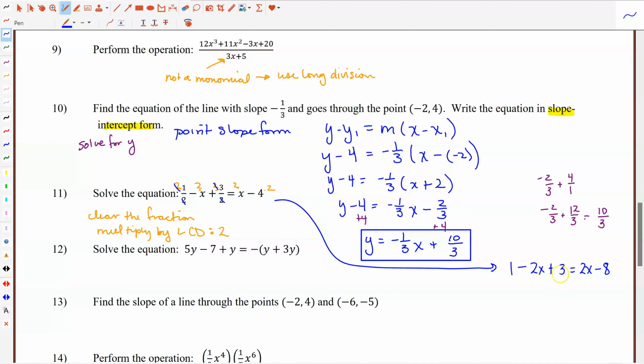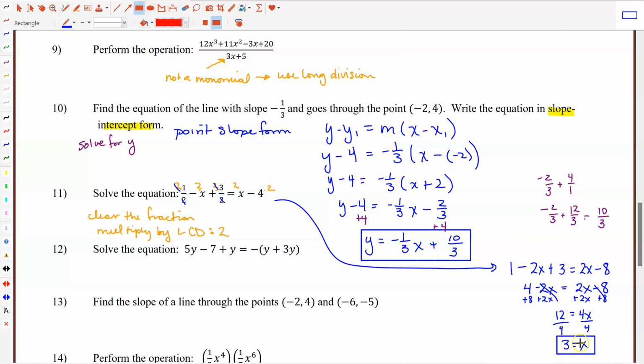Over here on the left-hand side I have some like terms to put together, so I'm going to get 4 minus 2x is equal to 2x minus 8. We'll go ahead and add 2x to both sides to get our x terms together, and I'll add 8 to both sides to get the constants together. So then we'll get 12 is equal to 4x, and dividing both sides by 4, we get 3 is equal to x. So there is the solution to the equation.